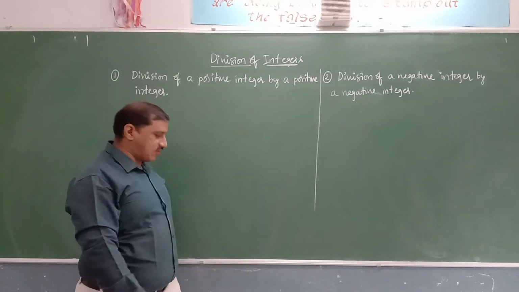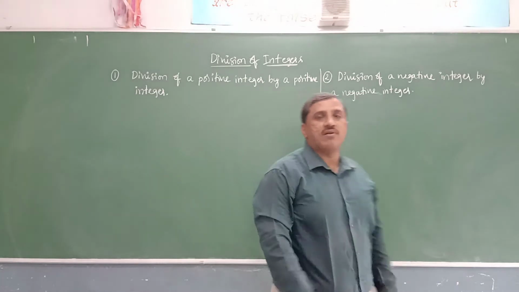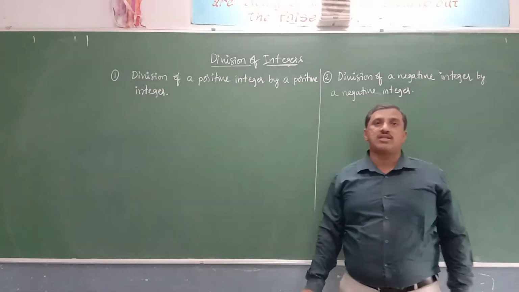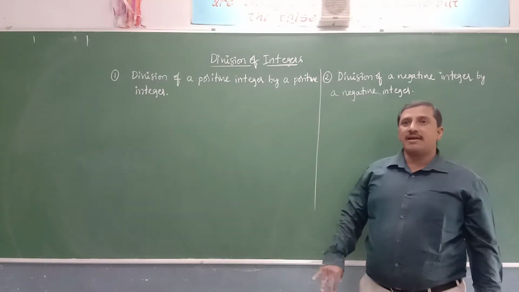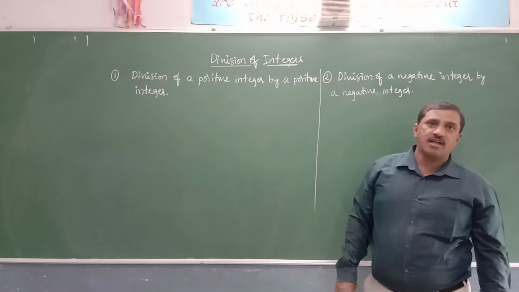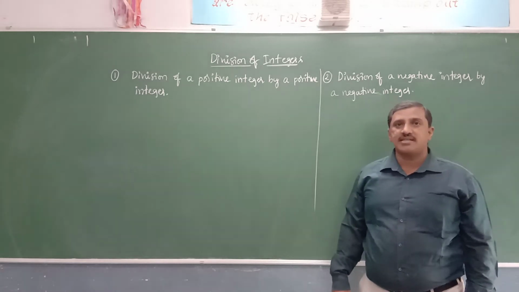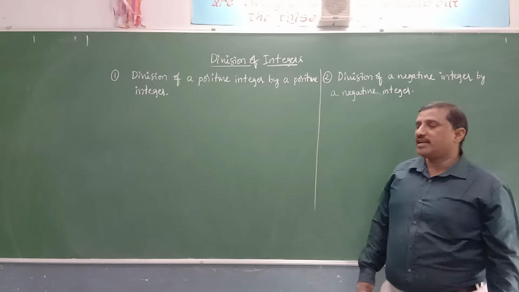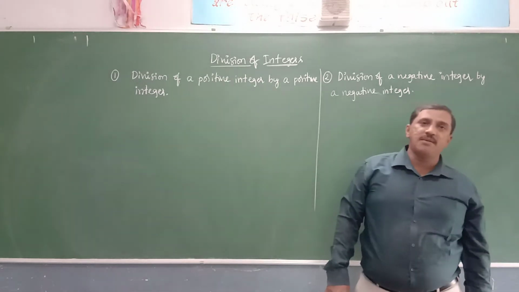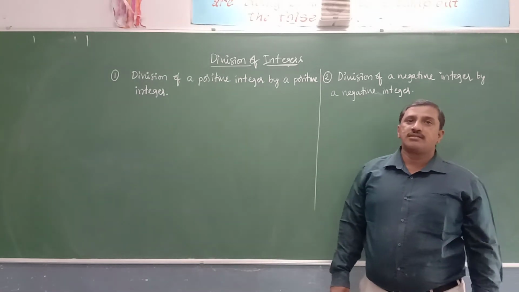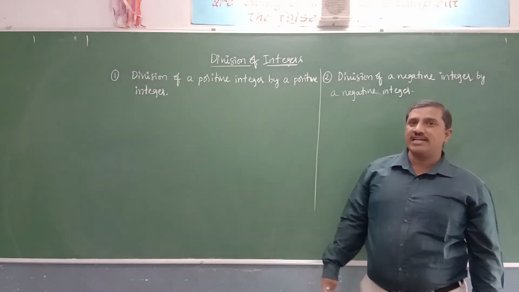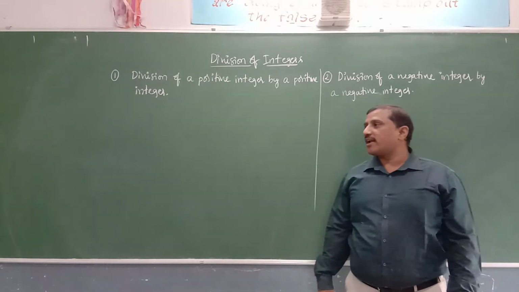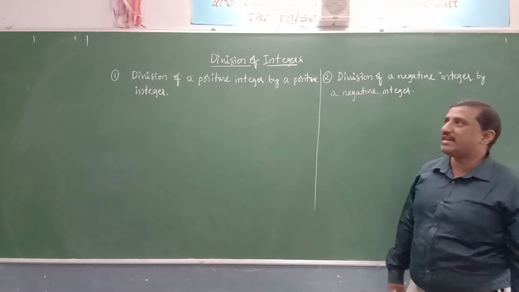In the last class we discussed multiplication of integers, that is multiplication of two positive integers, multiplication of two negative integers, multiplication of a positive integer and a negative integer, and multiplication of three or more negative integers. We discussed what product we get, what type of integer we get.